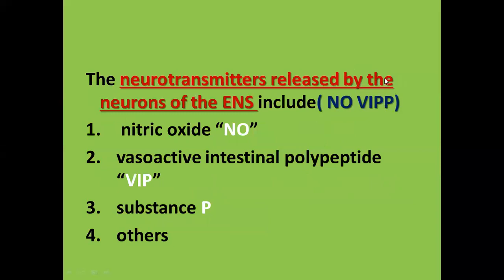Remember the neurotransmitters released by neurons of the enteric nervous system, abbreviated here as NO, VIP and substance P. NO is nitric oxide, VIP is vasoactive intestinal polypeptide, and substance P, and others. All these are the neurotransmitters released by the enteric nervous system.